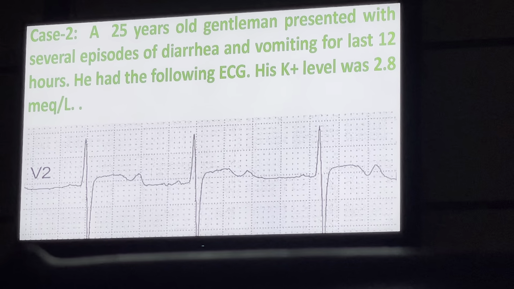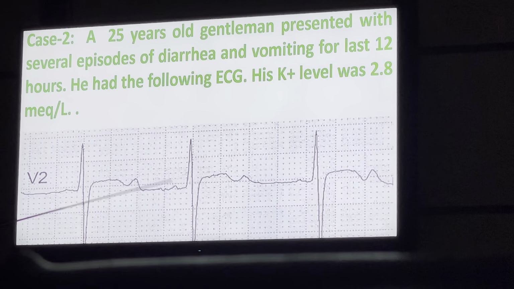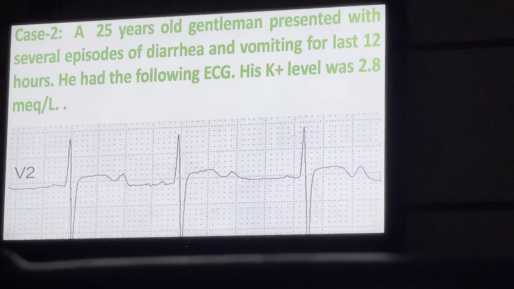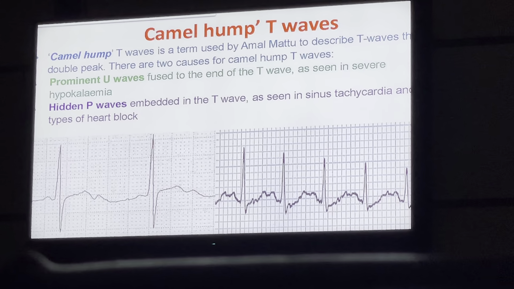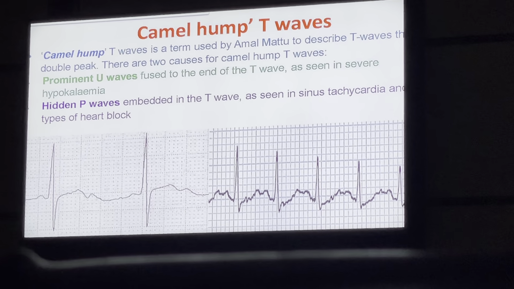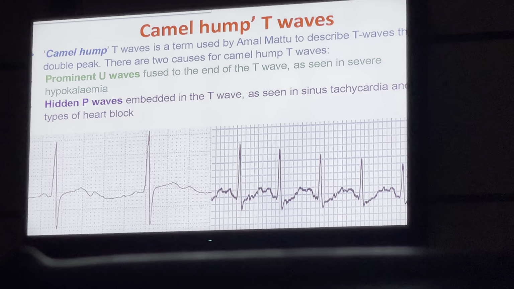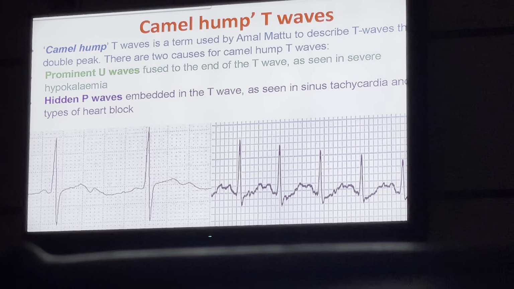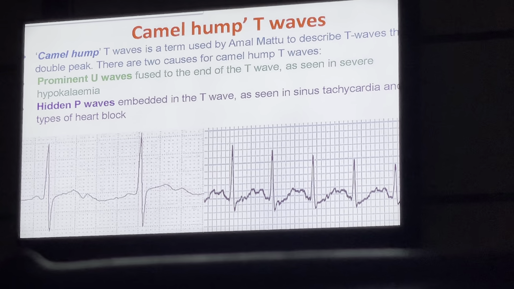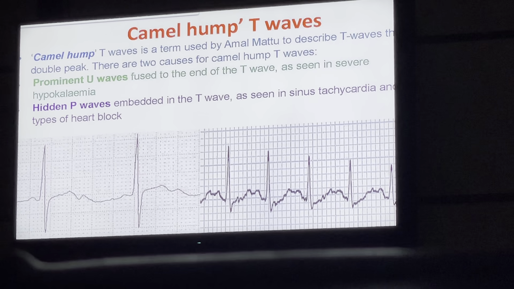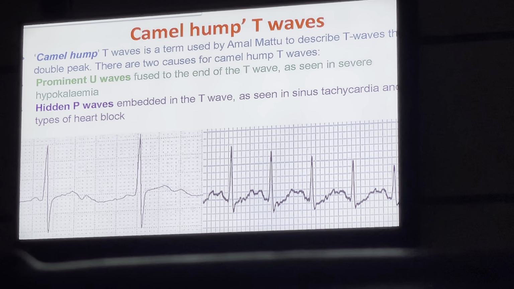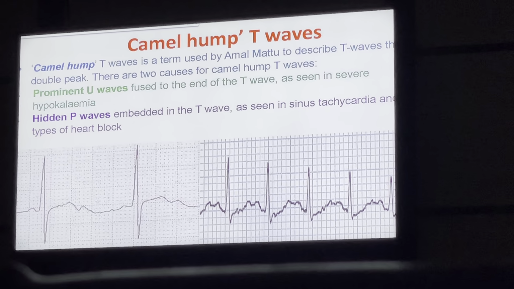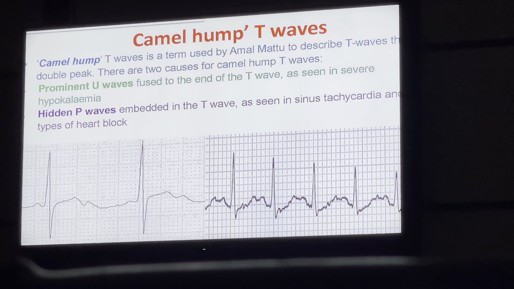So what is this? This is hypokalemia, where the T wave becomes flattened and the U wave becomes prominent. Next. So what is this? Camel hump. At times when there is tachycardia, you see a T wave which is like a camel hump. It means this is not an isolated T wave. There is something else present in the T wave, which might be a U wave, might be a P wave. So whenever there is a camel hump, just try to find out what the other wave is and then diagnose it. Next.